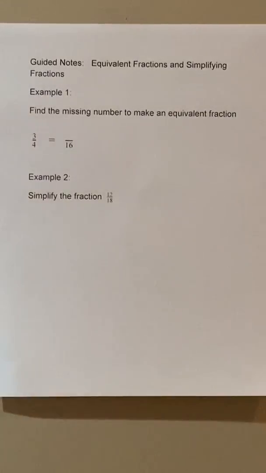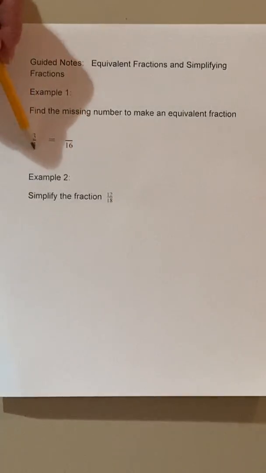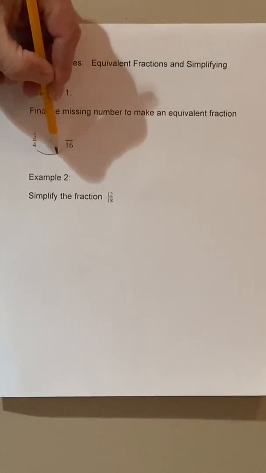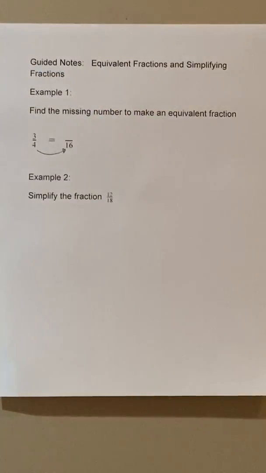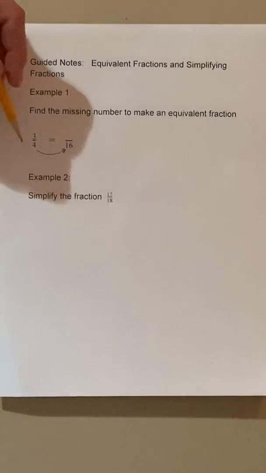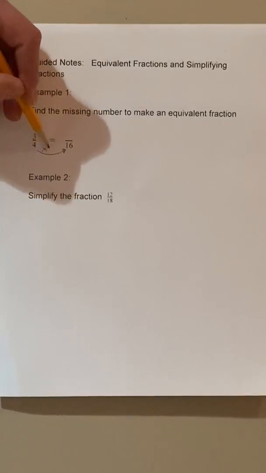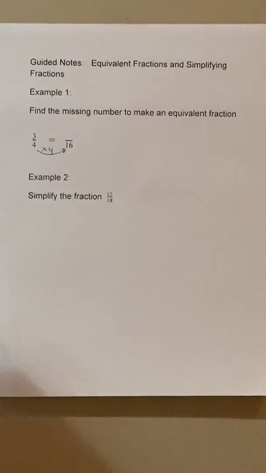Example 1. Find the missing number to make an equivalent fraction. We have 3/4, and I want to convert that into some number over 16. Now, when I make equivalent fractions, I'm always going to be multiplying or dividing. So in this case, I want to look at what number I have to multiply 4 by in order to get to 16. 4 times what equals 16? Let's think about that. The answer there is it's going to be times 4. 4 times 4 will give me 16.